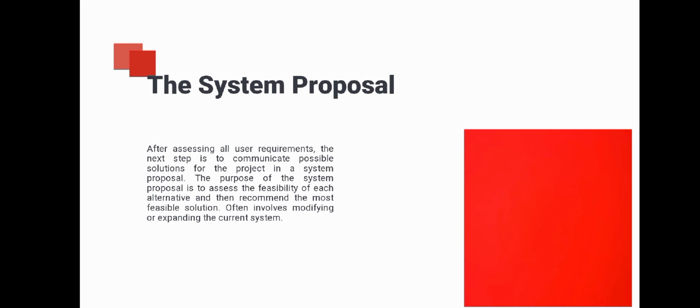The system proposal. After assessing all user requirements, the next step is to communicate possible solutions for the project in a system proposal. The purpose of this system proposal is to assess the feasibility of each alternative and then recommend the most feasible solution. This often involves modifying or expanding the current system.